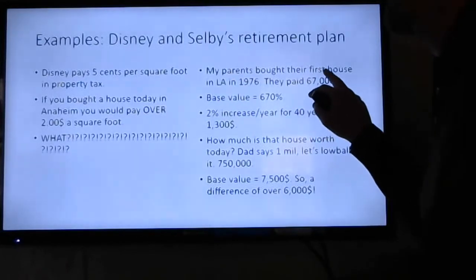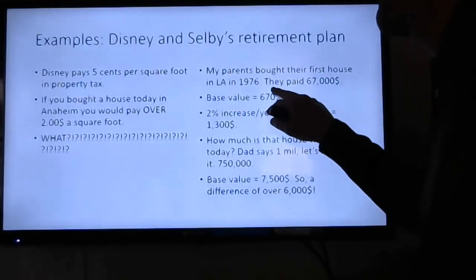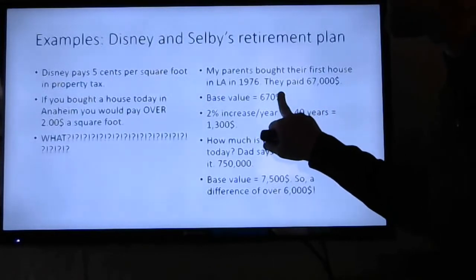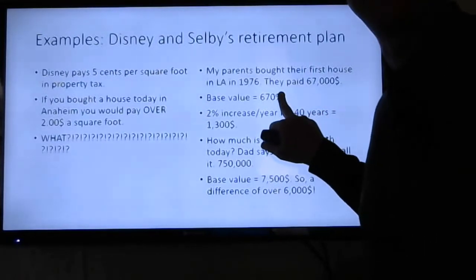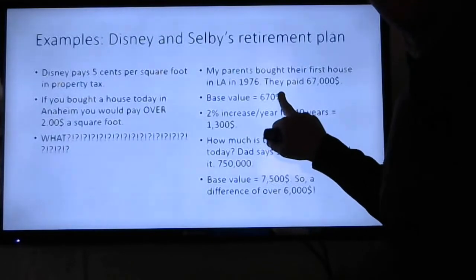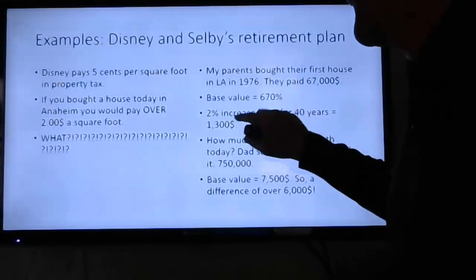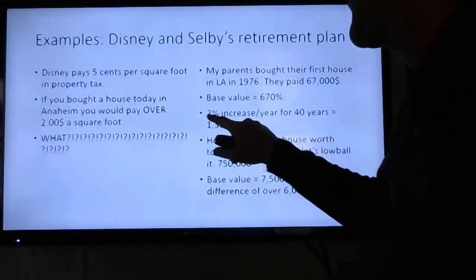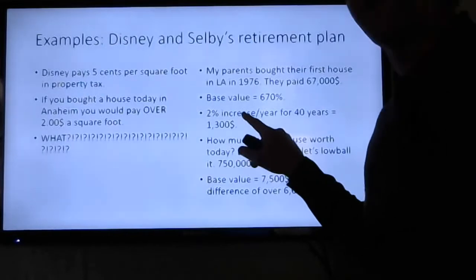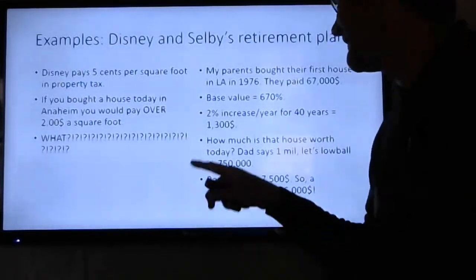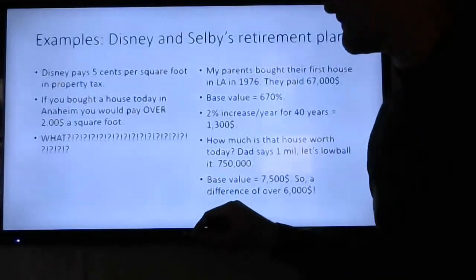My parents bought their first house in LA in 1976. They paid $67,000. The base value is $670, okay? So that's their base value. That's what they pay. And then each year, they get a 2% increase, which means their total pay now is around $1,300. So 2% increase for 40 years, they're now up to about $1,300.